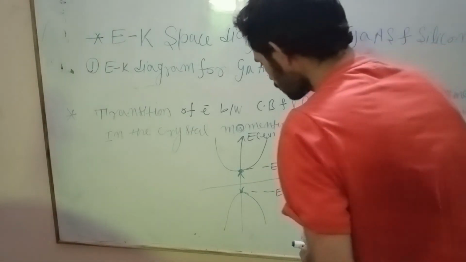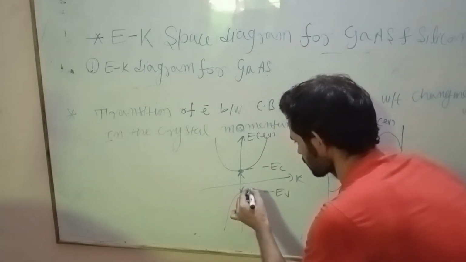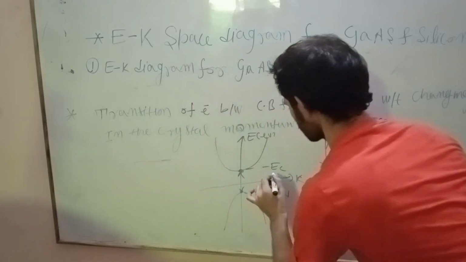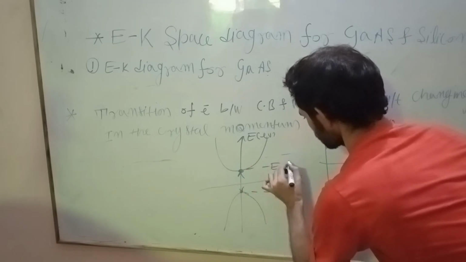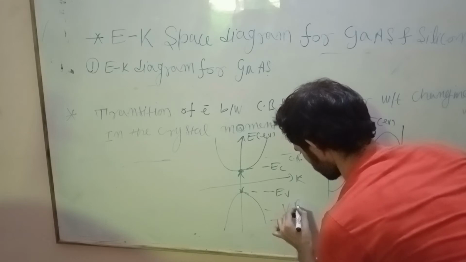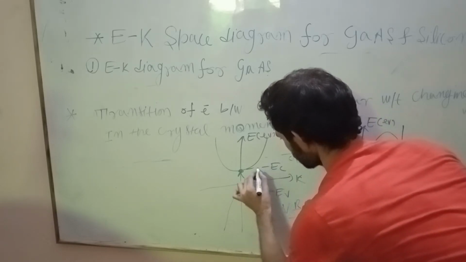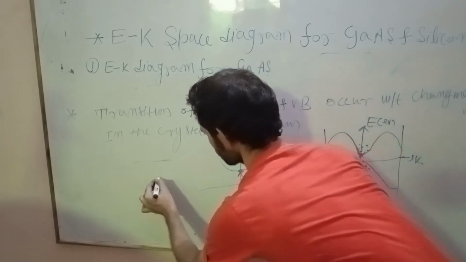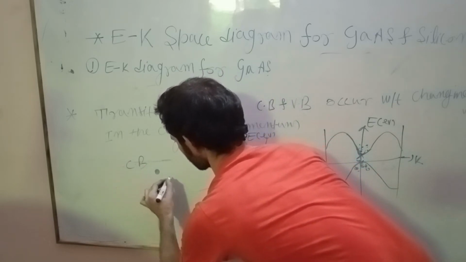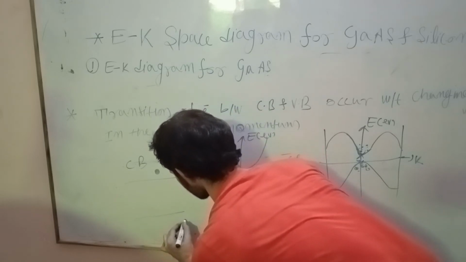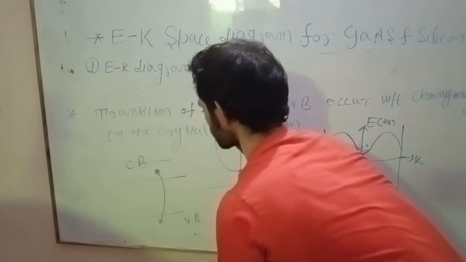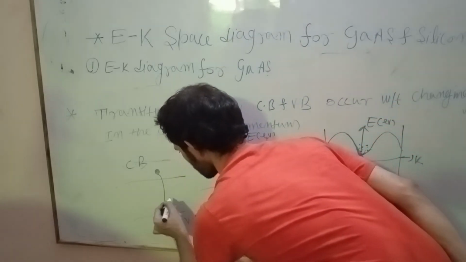Now what happens during transition? So let us say this is my conduction band and this is my valence band. When the electron, let us say, is in the conduction band, and here is the valence band, during transition the momentum is conserved and energy is also conserved.